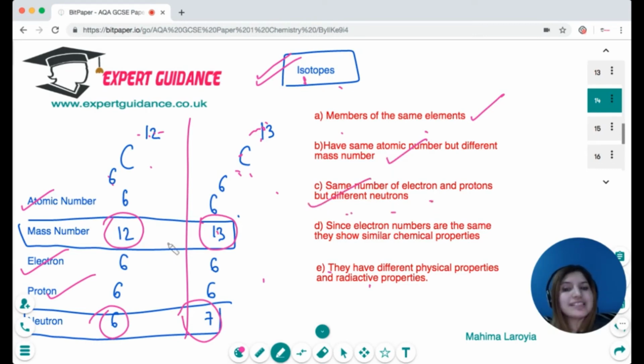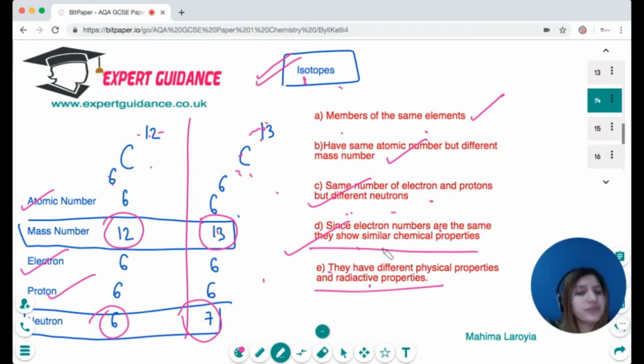So since they have similar electronic number, they show similar chemical properties, and since they have different masses, they show different physical properties and radioactive properties. It can happen one of the isotope is stable, other is radioactive, and this is all because they have different masses. So you should know the definition of isotopes, what things are same, the similarities in the isotopes. They can ask you what are the things similar in the isotopes. So you can say atomic number is same, proton number is same, electron number is same.